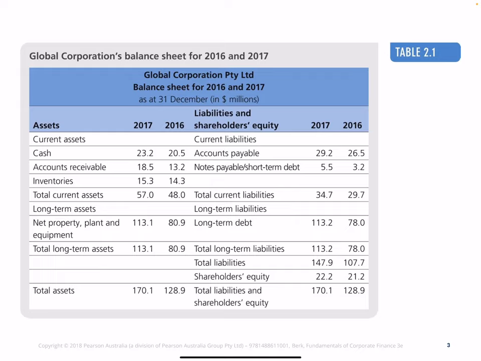But they know that they're going to get cash back from the bank within a year. Long-term assets here, also known as non-current assets, are ones that have a life longer than 12 months. If you own a building with 10 years of usable life, it is categorized as a long-term asset. On the right-hand side, you have current liabilities and long-term liabilities, which are differentiated by the time duration. At the bottom, you can see that total assets is equal to the sum of total liabilities and equity, which are 170.1 for 2017 and $128.9 million for 2016.